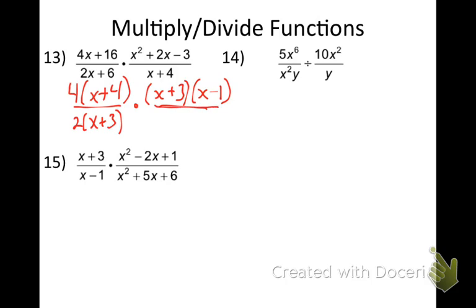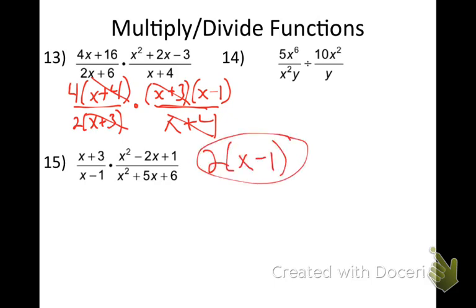If you factor that first one, here's what you get when you factor it. Then after you cancel everything out, you're going to be left with 2 parentheses x minus 1 actually. On the right one, hopefully you remembered to flip the second one. So you get 5x to the 6th over x squared y times y over 10x squared. And then you can simplify your fractions first and then multiply. Either way you work it out, you should get, what do you get there, Colton? x squared over 2, nice job.